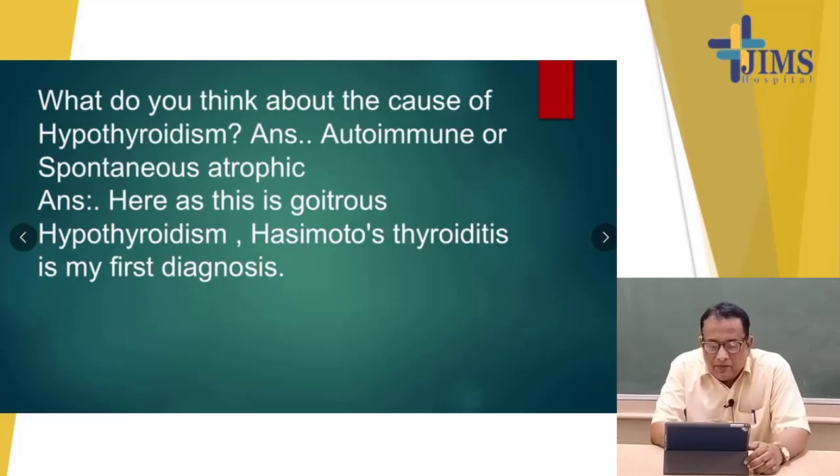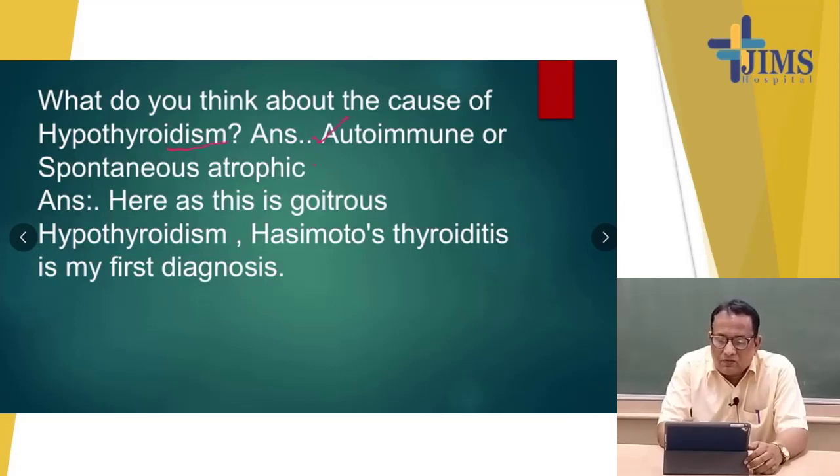So if that patient is presented to you as a short case, just look at the face and you are suspecting hypothyroidism, then the next question would be, what do you think about the causes of hypothyroidism? Answer would be, sir, it would be autoimmune thyroiditis, that is Hashimoto's thyroiditis, or spontaneous atrophic thyroiditis.